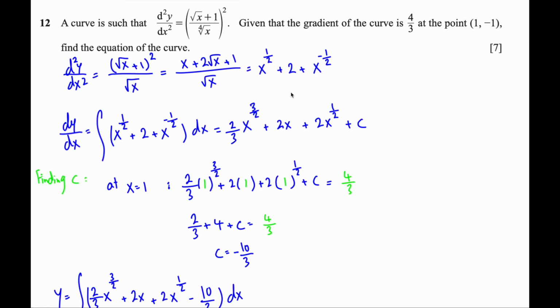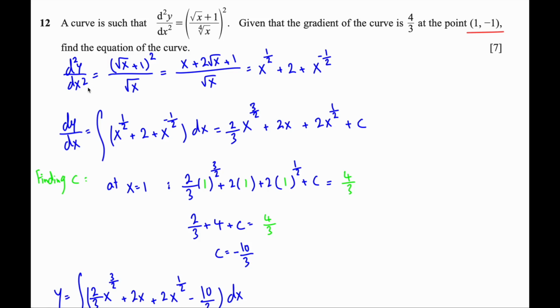Question number 12. I'm given a second derivative of a curve which looks like this. Also, I'm told that the gradient of the curve is 4 over 3 at this point. So I'm supposed to find the original equation of the curve. So obviously you have to take integration twice in order to get back to the original equation of the curve.